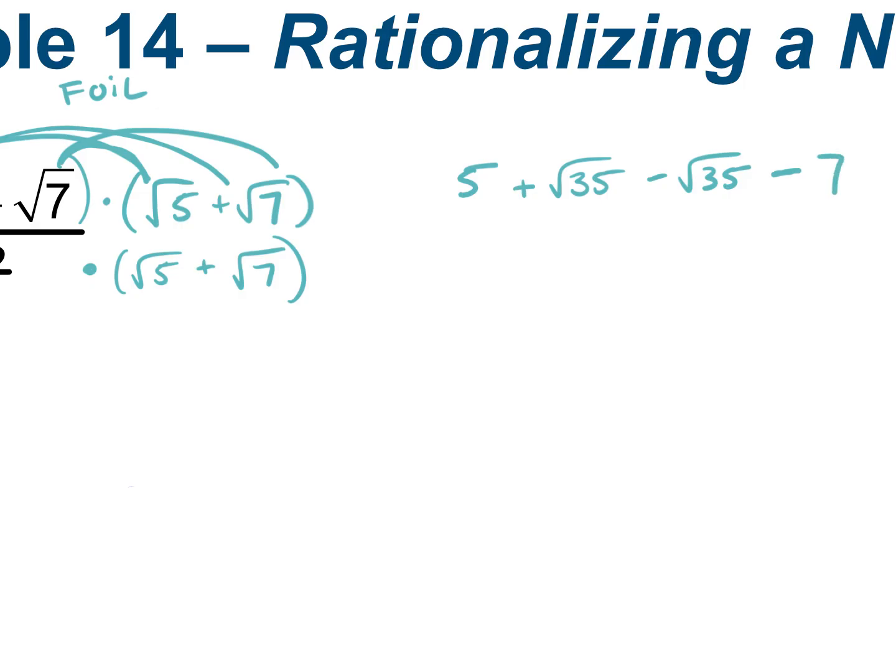Now let's combine our like terms to simplify. 5 minus 7 would be what? Negative 2. And then what is square root 35 minus square root 35?